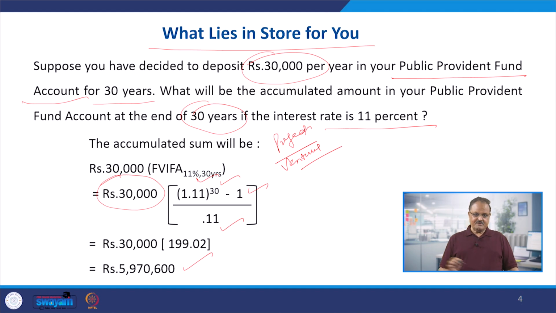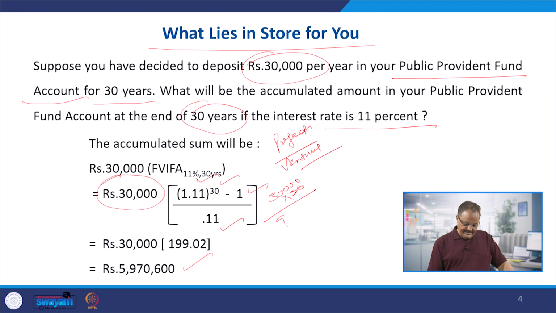The difference between the amount given and the amount which you are going to receive after a period of 30 years at the rate of 11% is basically, again, what you call the magic of compounding. You deposited 30,000 per year and after 30 years it is going to be close to 6 million, or 60 lakh rupees. So, how much did you deposit? Here we talk about 30,000, and the period is going to be 30 years.